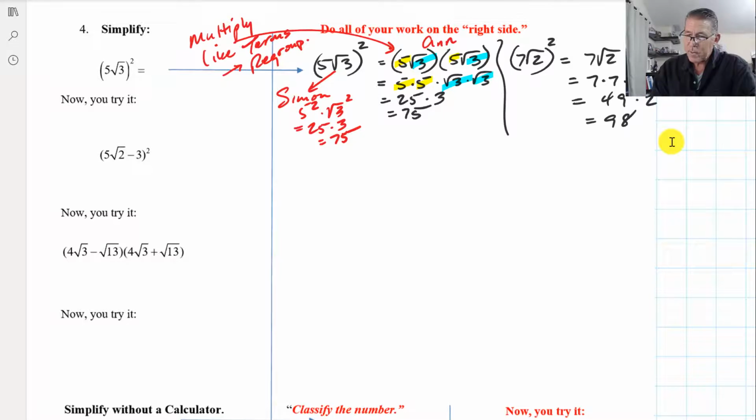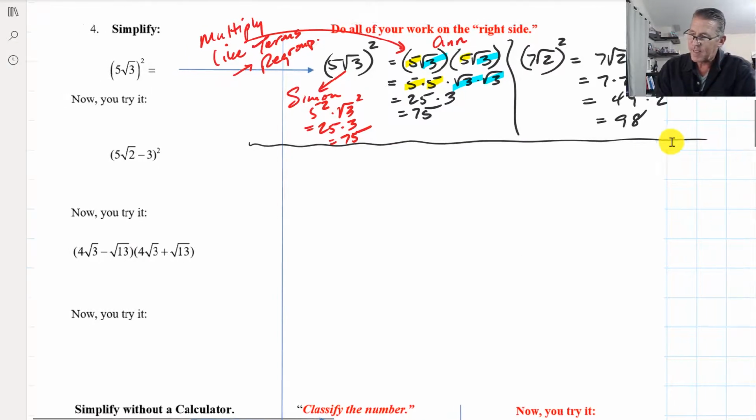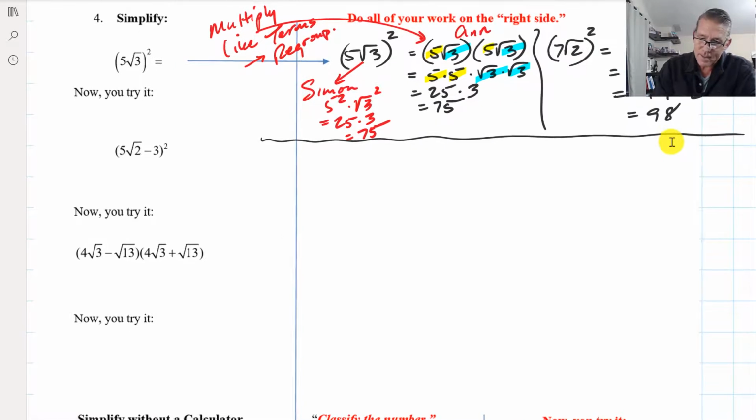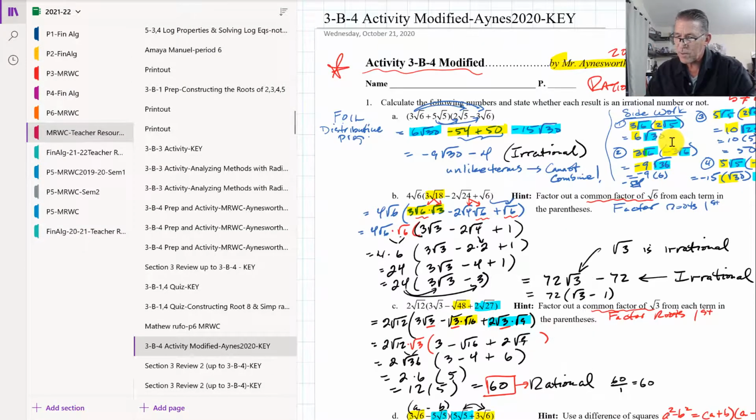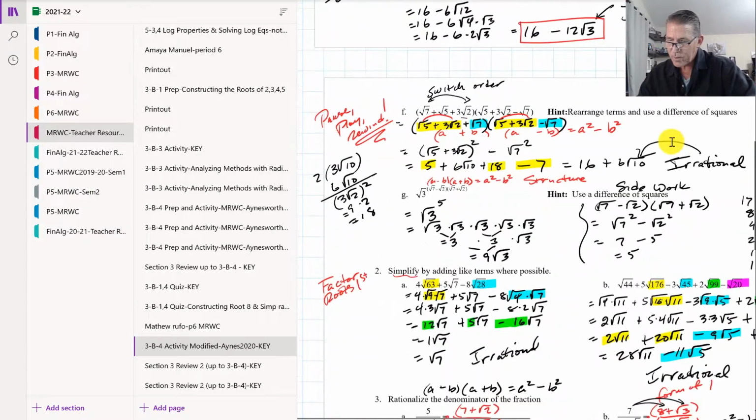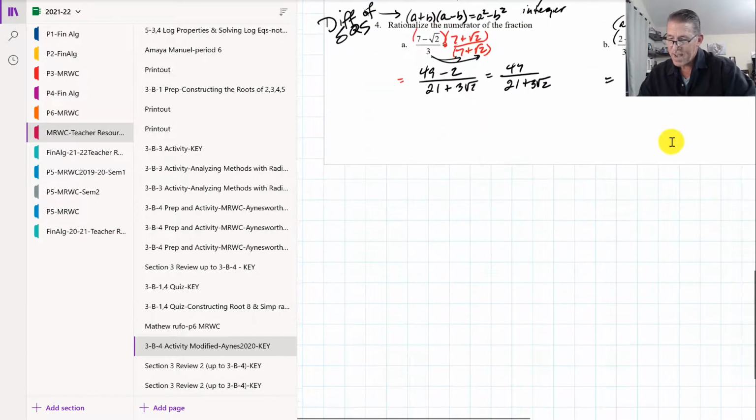All right. Now, a little bit more difficult. Squaring a binomial. This was hard for you guys in class. Now this is in lesson 3b4. So I'm going to go back to 3b4 and just show it to you, because you might as well use your notes, right?